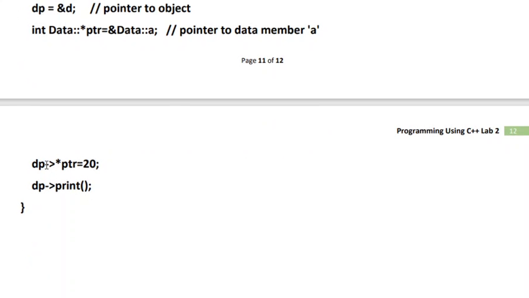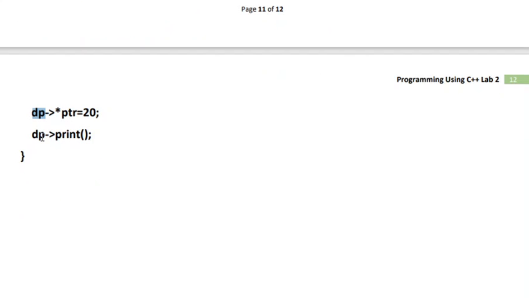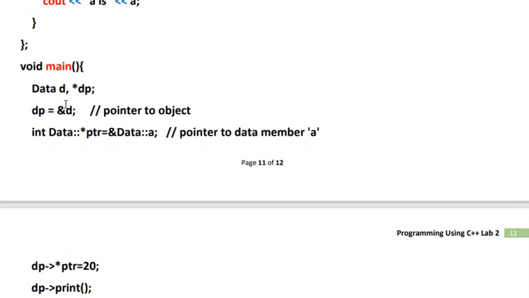Here I've used DP. DP is a pointer that's capable of pointing to D. This is called the member access operator. I'm assigning the value 20 to A of D. DP is pointing to D, PTR is pointing to A of D. So it's similar to writing D dot A equals 20. Then I'm printing the value of A. This will print 20.